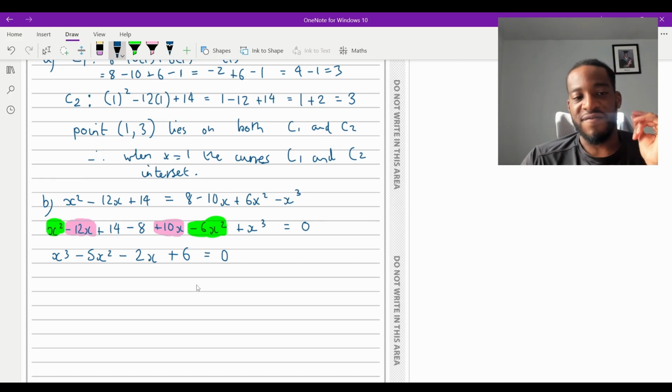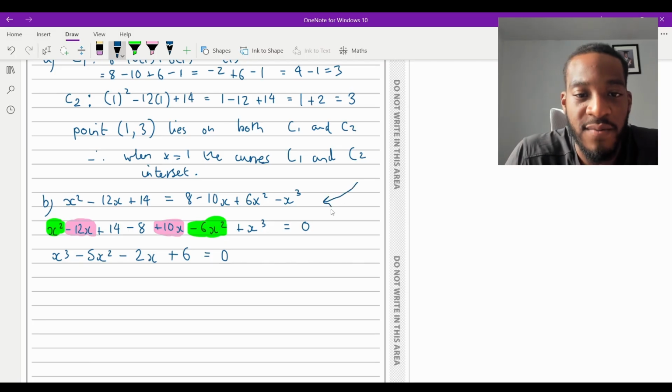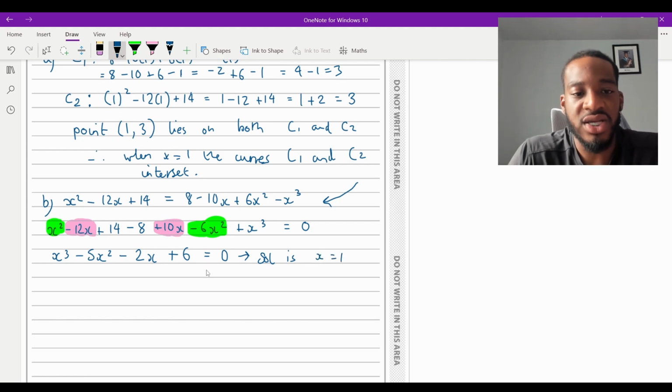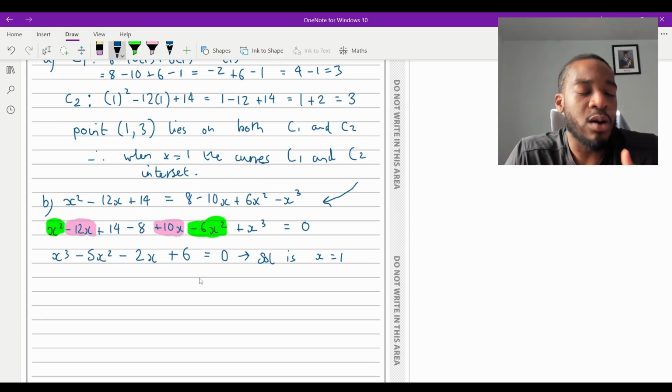Now remember, we figured out in part A that one of the solutions to this equation is x is equal to 1. And obviously this is the same equation, it's just been rearranged. So a solution to this one is x is equal to 1. If I plug x equals 1 into that, I'm going to get 0 because we've shown that in part A. But how was that helpful as well?